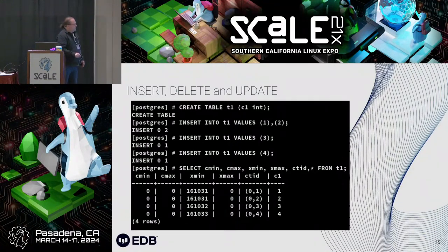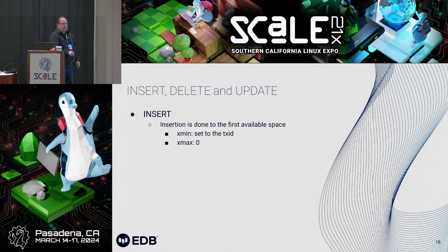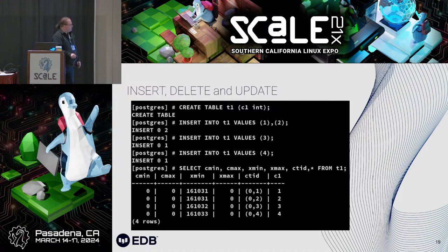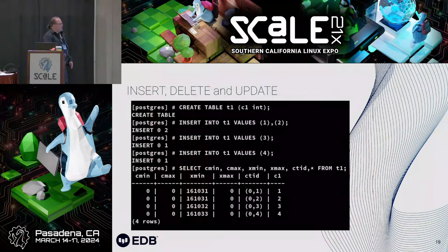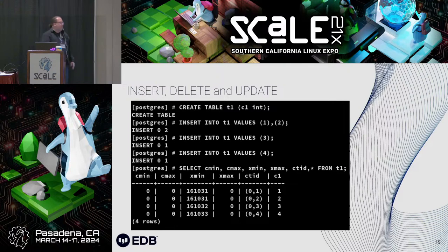So xmin, as you can see, when C1 is 1 and 2, the xmin are the same. Why? Because they were inserted within the same transaction. So this is the transaction ID which actually inserted these two lines. Then the next transaction ID and the next transaction ID. Of course, this is not a real-world case. In busy databases, the numbers would not be in a sequence. But this is for testing, so don't worry about that. So 2 and 3. And then we have xmax 0 because we haven't done any updates yet. Remember the previous slides? It's going to change when we do some updates.